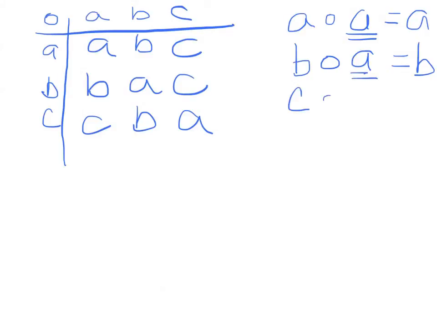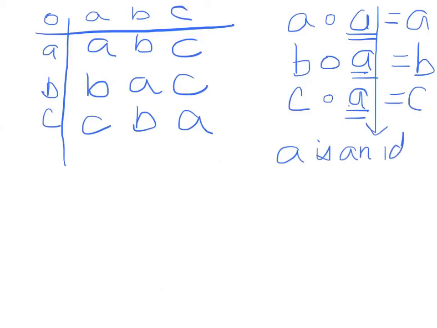And then finally, what do I operate with C to give me C? And once again, you should be able to see that is the element A. And so it looks like in all 3 cases, I use the element A, and when I operated it with A, B, and C, I ended up with the actual elements. So I would say A is the identity.